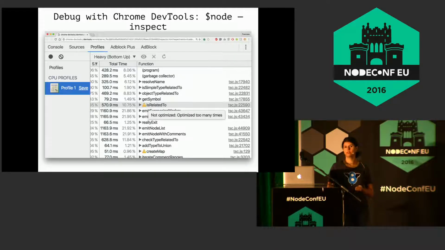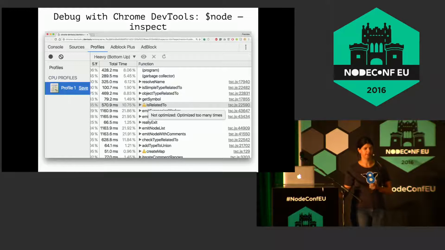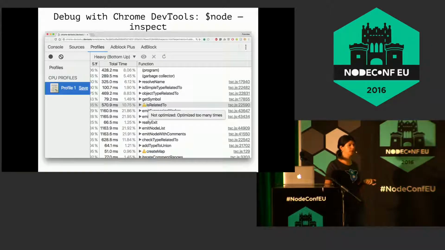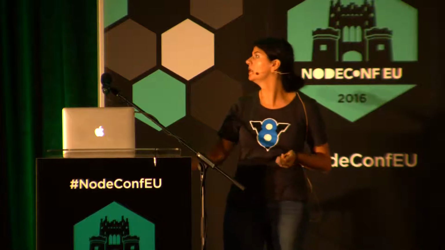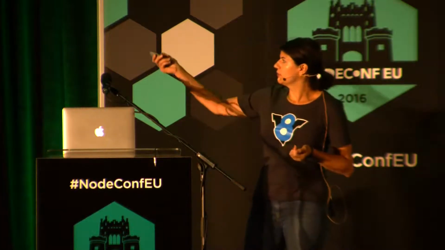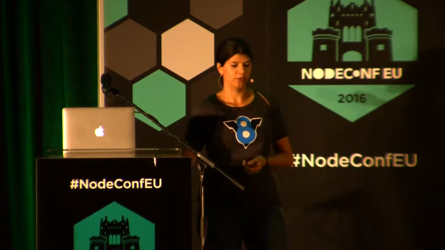So here's a JavaScript CPU profile of a Node application. If you do node --inspect, then you can debug your Node app in the Chrome developer tools, just like you could do it for a front-end application. You can set breakpoints, step through, the usual debugging stuff, and you can also create memory and CPU profiles. So here's a CPU profile, and you see in which function you spend how much of your time.